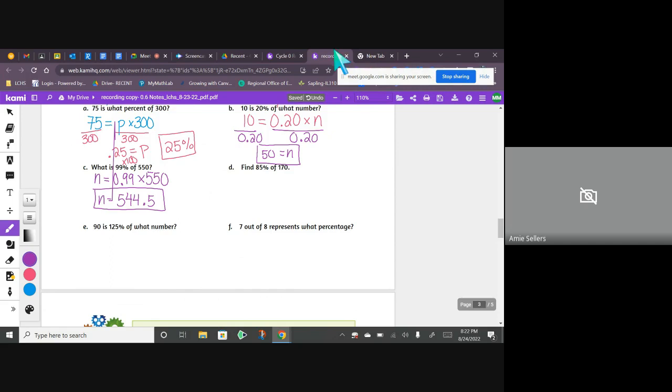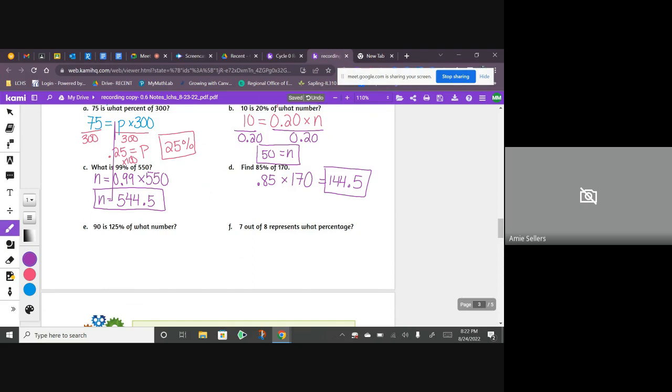Looking at D, it says find 85% of 170. So we're just going to take 0.85 times 170. And we get 144.5.